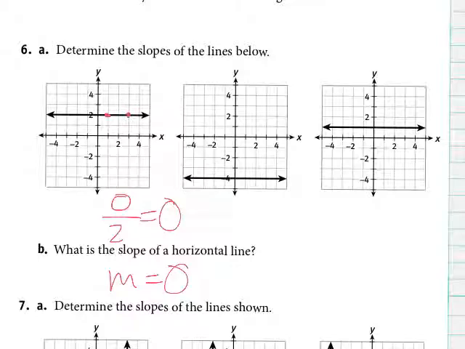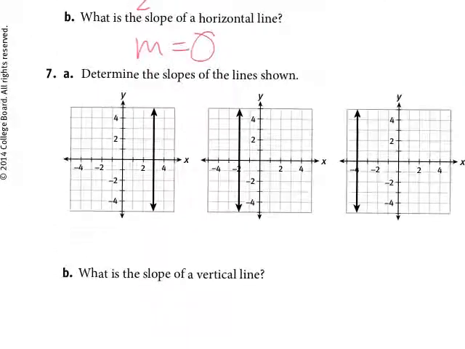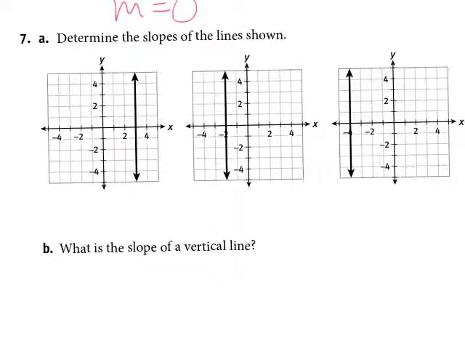All right, let's look at a vertical line. So this first graph on the vertical line. Again, pick 2 points. Pick these 2. What is my rise between these 2 points? 2. What is my run between these 2 points? This time my 0 is on bottom.